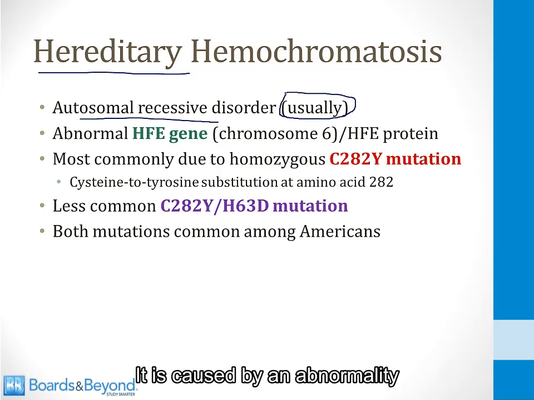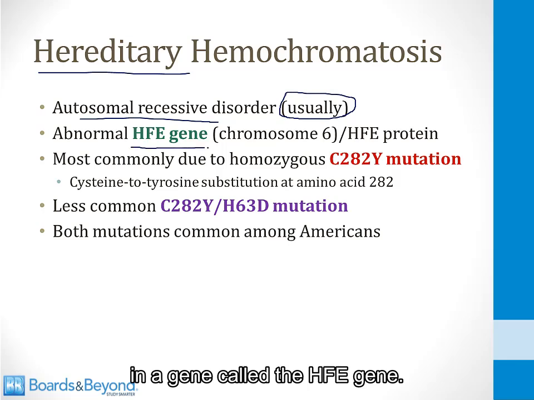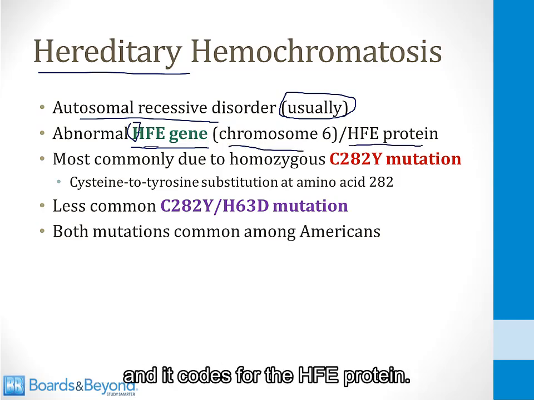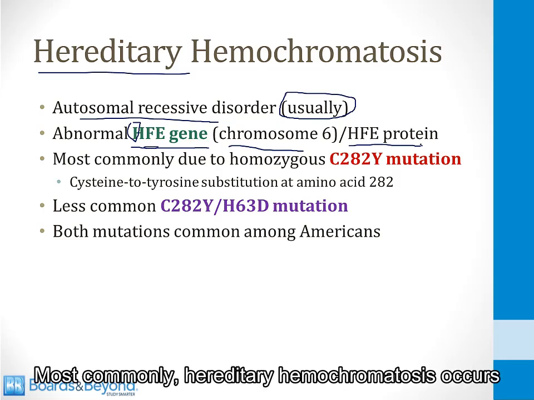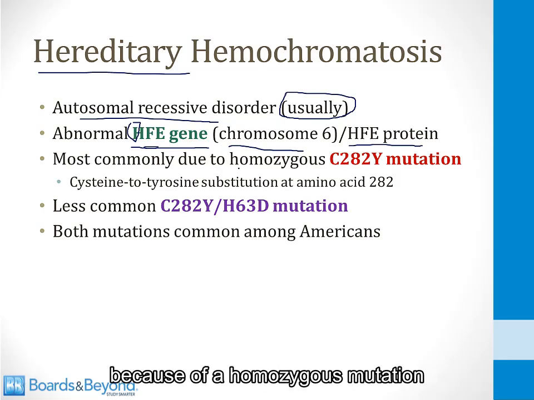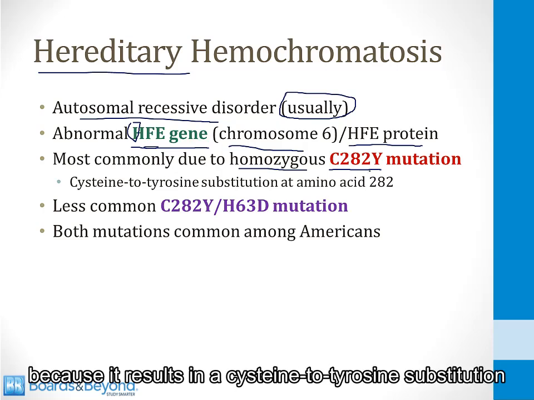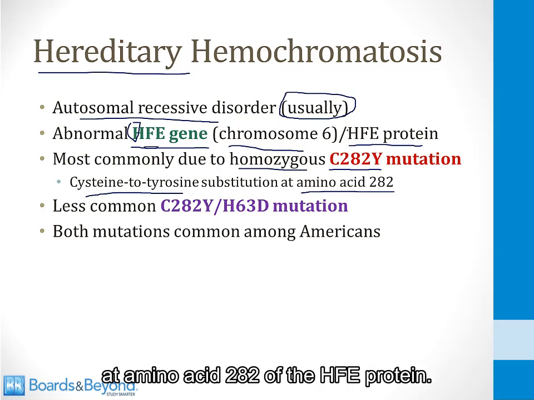It is caused by an abnormality in a gene called the HFE gene. The HFE gene gets its name because HFE stands for high iron, the H for high, the Fe for iron. The HFE gene is found in chromosome 6 and it codes for the HFE protein. Most commonly, hereditary hemochromatosis occurs because of a homozygous mutation of the HFE gene called C282Y. This mutation gets its name because it results in a cysteine to tyrosine substitution at amino acid 282 of the HFE protein.